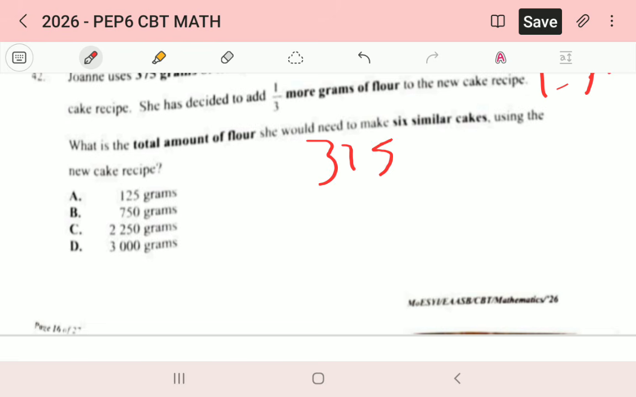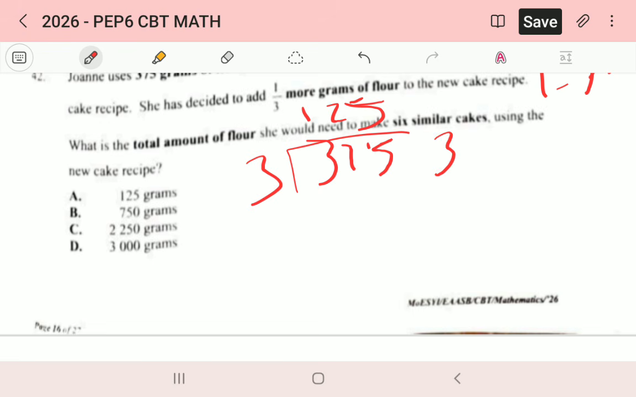375 divided by 3. 3 into itself 1, 3 into 7 is 2, and you have 1 left. 3 into 15 is 5. So a 125 more gram is added. Don't be fooled by that because you see the 125 there. No, that's what you're going to add to the 375.